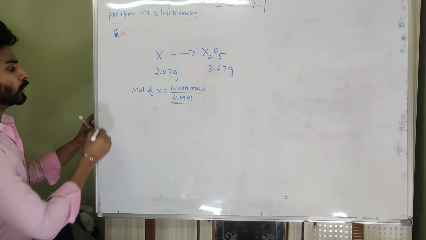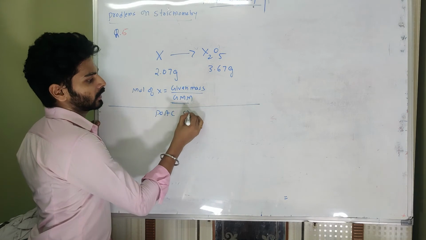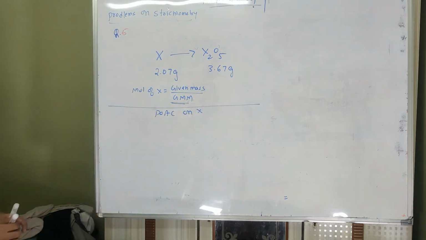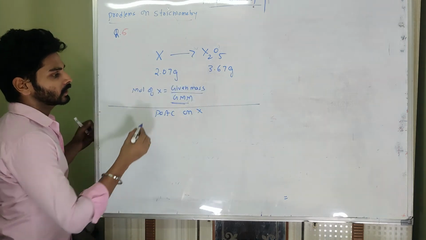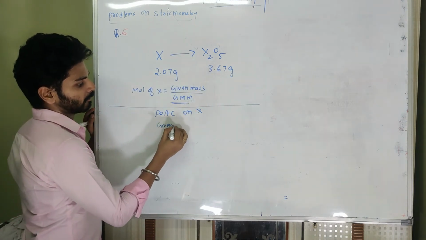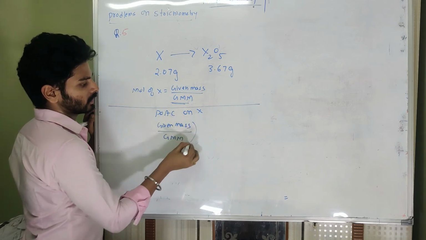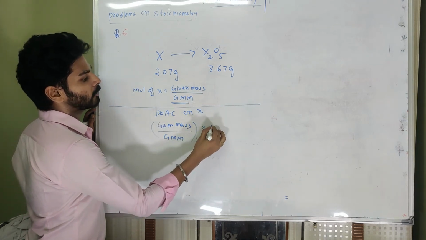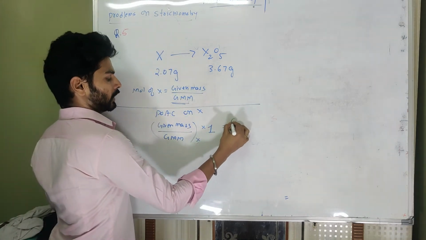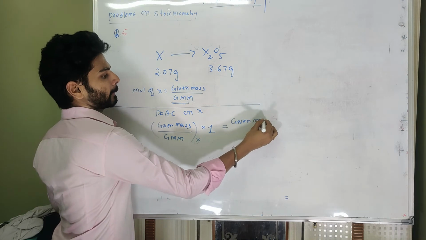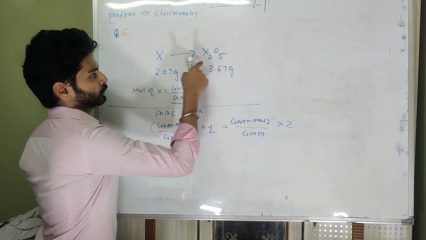To get that, we can apply POAC on X. We can calculate POAC on X. So I will relate the moles with this. Given mass upon gram molecular mass of X into number of atoms, which is 1 there, is equal to given mass upon gram molecular mass into 2.